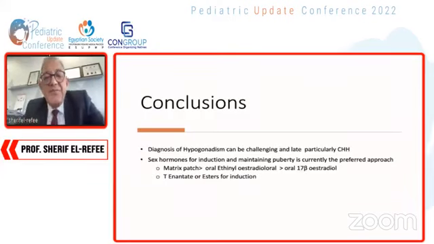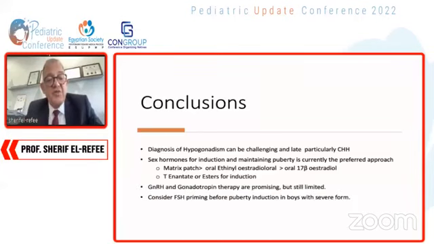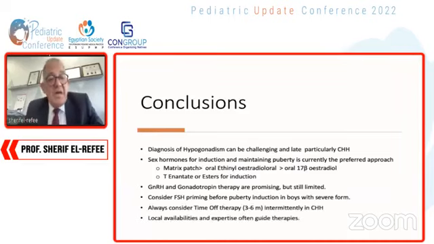Diagnosis can be challenging, particularly of central hypogonadism. For girls, we prefer matrix patch. If not available, then oral ethinyl estradiol, then oral 17-beta estradiol. For boys, testosterone enanthate or ester for induction of puberty. GnRH and FSH are still considered experimental. Perhaps you should consider FSH only for boys with a very, very severe form. And again, local availability and expertise often guide what you should use.